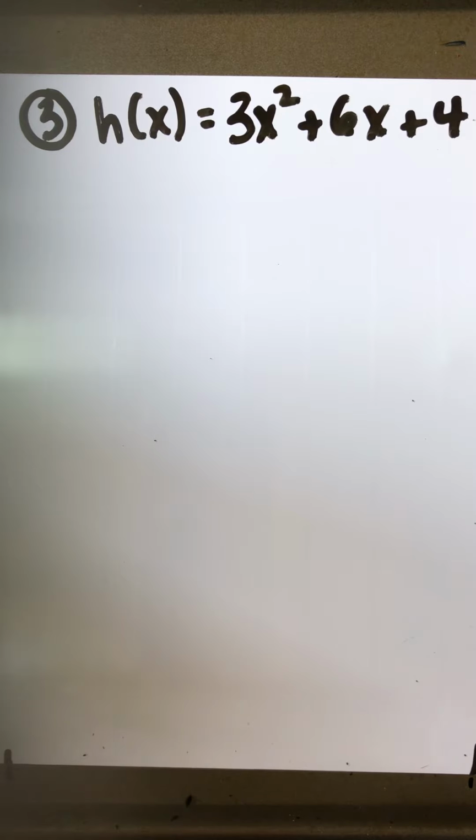All right, ladies and gents, I am back for the third and final discriminant example today. So we're going to consider the quadratic h of x equals 3x squared plus 6x plus 4. And we're going to use what we know about discriminants in the quadratic formula to make some observations about the zeros or the x-intercepts of this particular function.